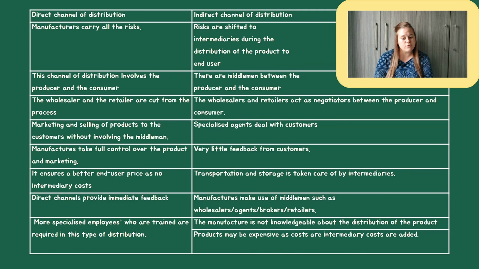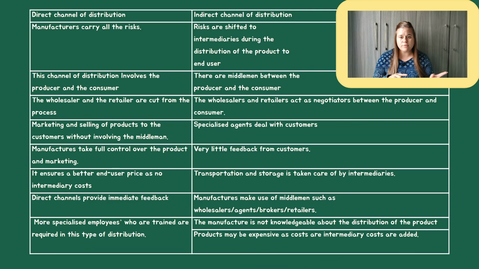Manufacturers take full control over the product and marketing. It ensures a better end user price as there are no intermediary costs that get added along the process. Direct channels provide immediate feedback. More specialized employees who are trained are required in this type of distribution.